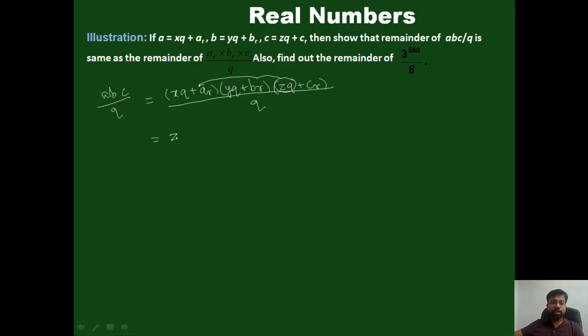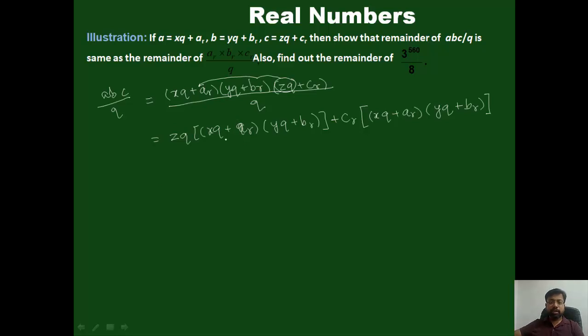So this essentially would be zq into xq plus AR into yq plus BR, plus CR into the same thing, xq plus AR into yq plus BR. We have to find out the remainder when ABC is divided by Q. So we have simply taken what A, B, C are and we have simply divided it and then opened the bracket.